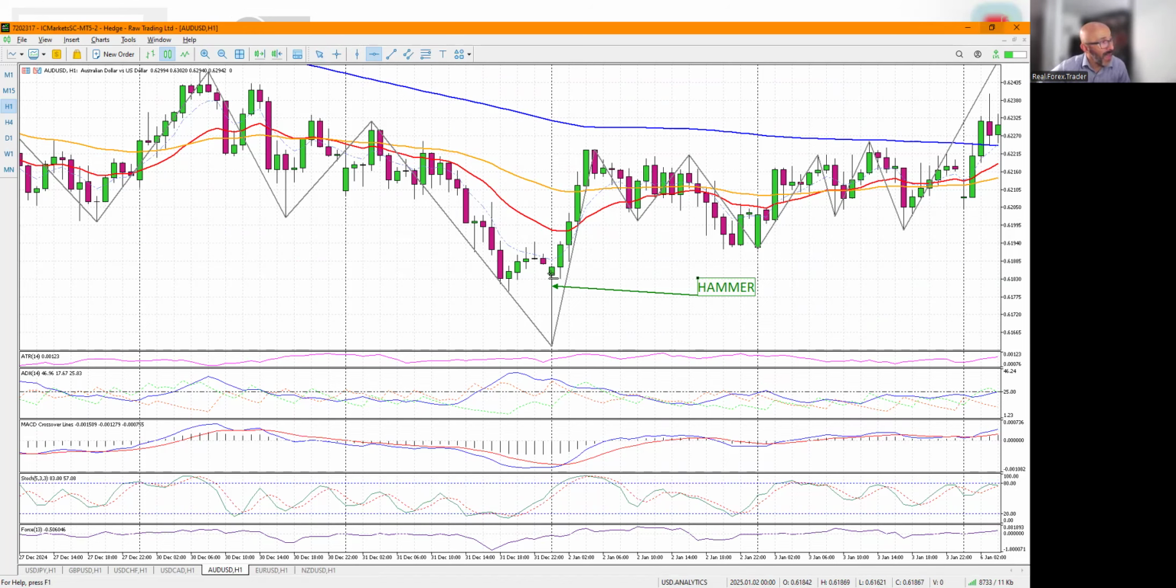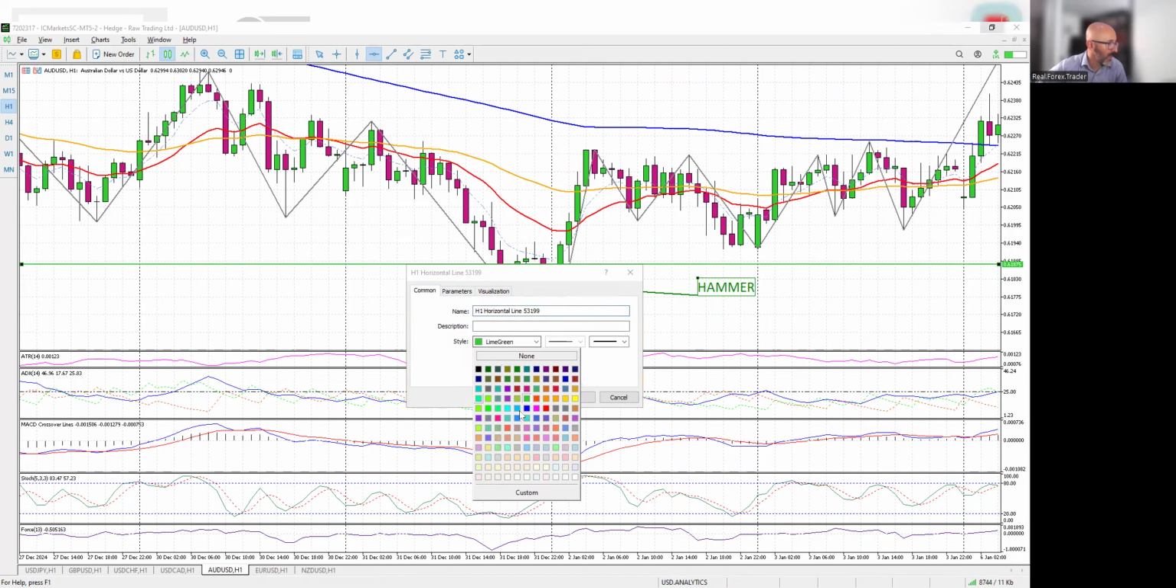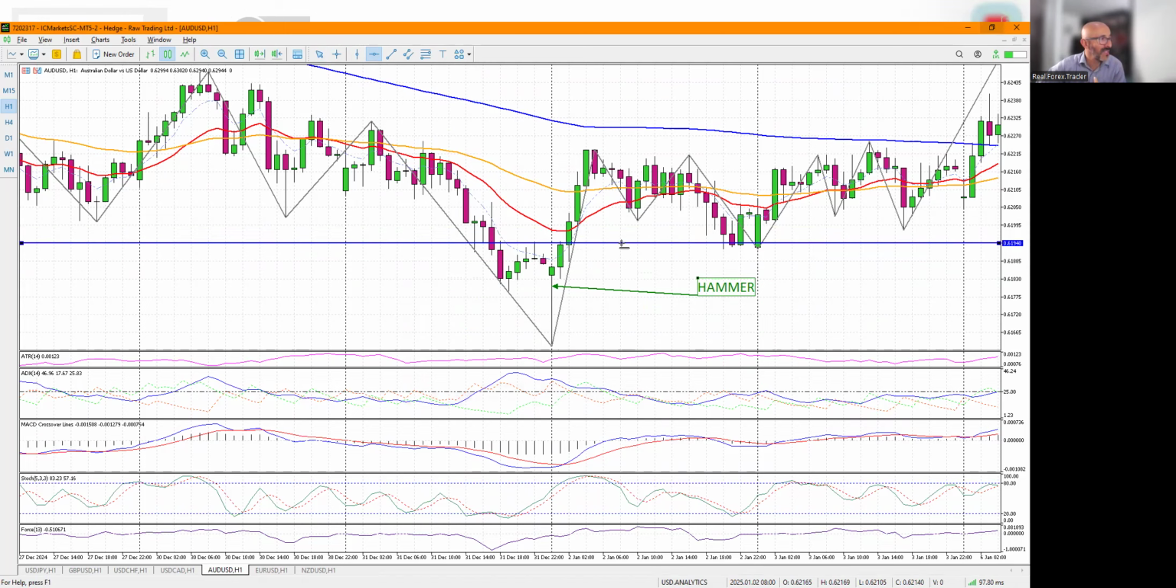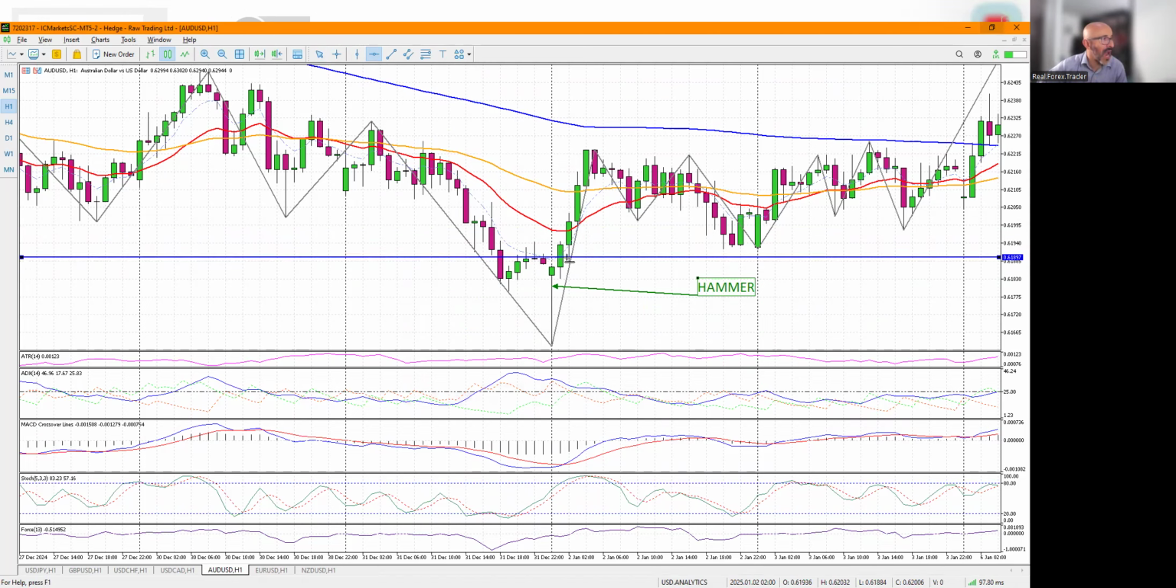Okay, I have my hammer here, but I will not set my entry right away. No, I don't set it there. Why? Because I need a confirmation candle. What is that confirmation candle? It's the next one, the one that forms in the next hour.